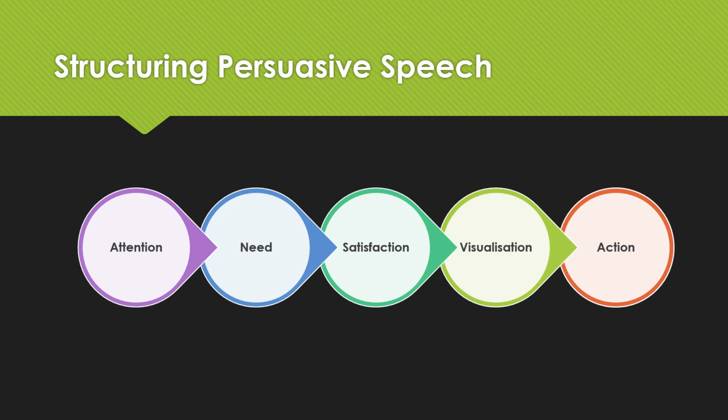Remember, your speech is a 5-paragraph essay, with the first paragraph being the introduction, 3 paragraphs as the body contents, and the last paragraph acting as the conclusion. So you must include all 5 aspects in all 5 paragraphs. Attention falls in your first paragraph, the introduction. Need must be in your second paragraph, the first body content. Satisfaction in your third paragraph, the second body content. Visualization in your fourth paragraph, the third body content. And of course, action must be in your final paragraph, that is your conclusion. So this is how you arrange all these 5 aspects of the sequence in your speech.